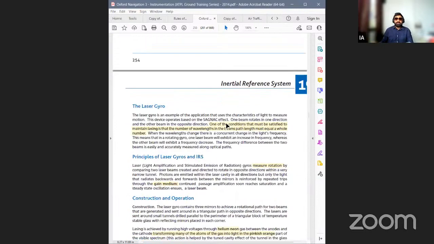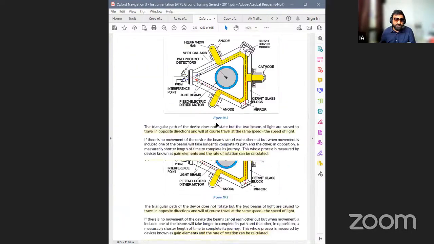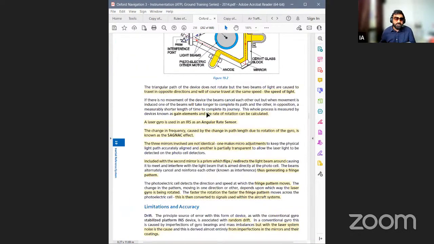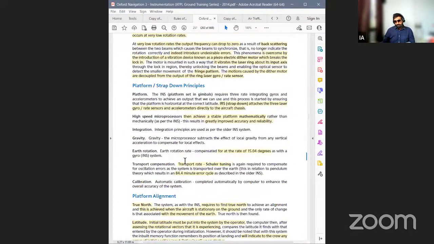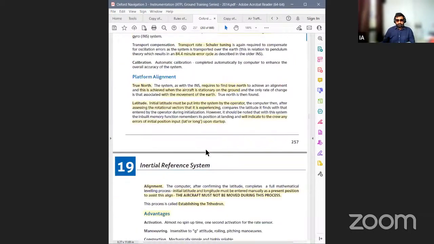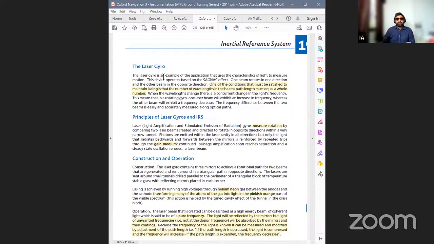Let's quickly jump to laser gyro. I don't want to stretch out the session time too far. Laser stands for, okay, so there is an abbreviation of laser. We'll be going through it. But what is the main function of laser gyro?